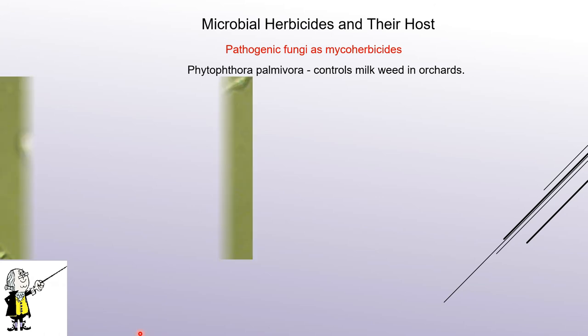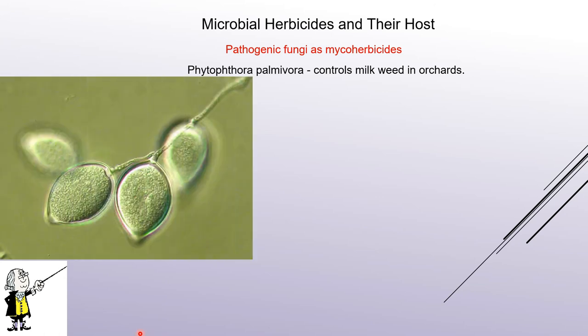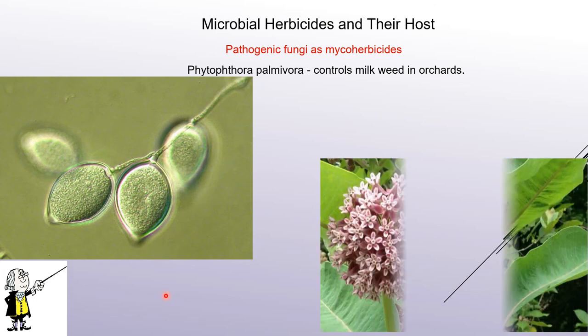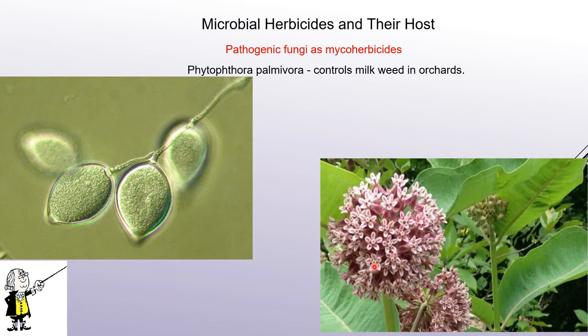So the first name is Phytophthora palmivora. This is the diagram of the Phytophthora palmivora and it controls the milkweed. Now why is it called milkweed? Because the time you break the stem or you break the leaf, there is milk latex that oozes out, in the orchards. Now what is the orchard? Suppose you are doing apple farming, that complete apple farming is called the orchard. So I repeat, Phytophthora palmivora controls the milkweed in orchards.